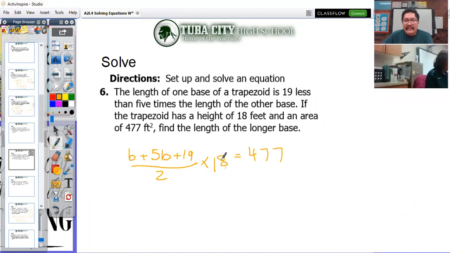I could double everything, but I think I'm going to have to go with 18. I'm going to divide both sides by 18, which is going to look something like this. And now I get 477 divided by 18. 477 divided by 18. And that's going to be 26.5. Because again, remember, to get rid of it, we have to do the opposite. Since it's times 18, I'm going to divide by 18. So in this case, I get 6b plus 19 over 2. Now I'm going to double both sides.